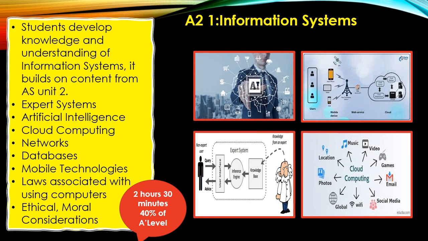In A2 Digital Technology, we have two modules to cover. The first of these modules is called Information Systems, and it's tested at the end of 7th year by a 2.5 hour paper, and it's worth 40% of A-Level. In this module, students develop knowledge and understanding of information systems. It builds on the content from AS Unit 2.